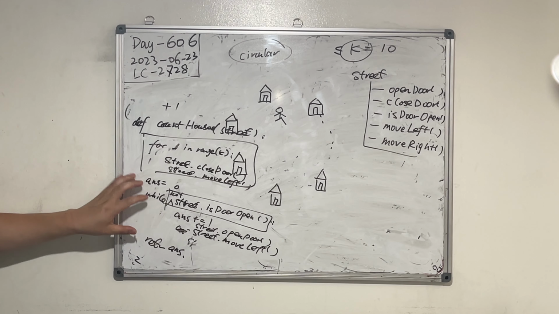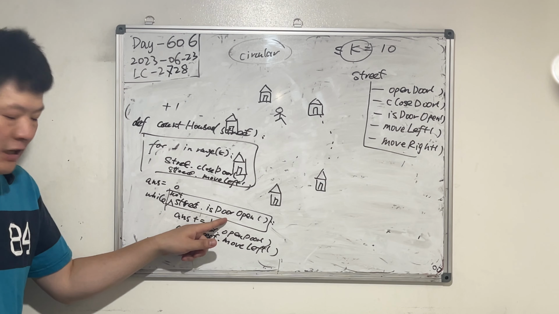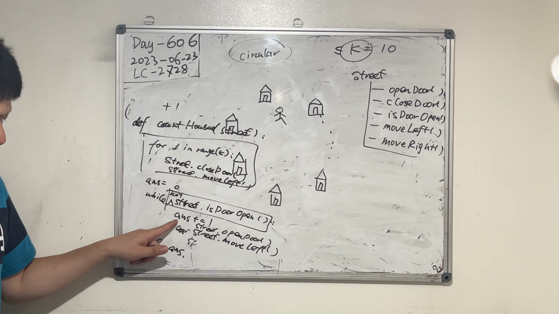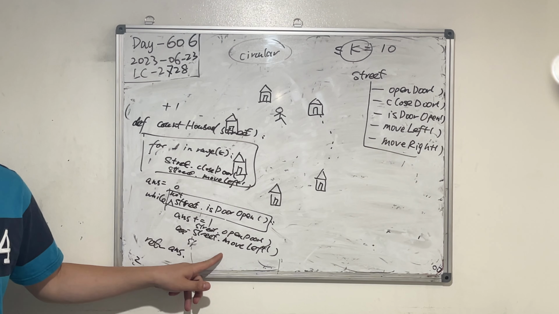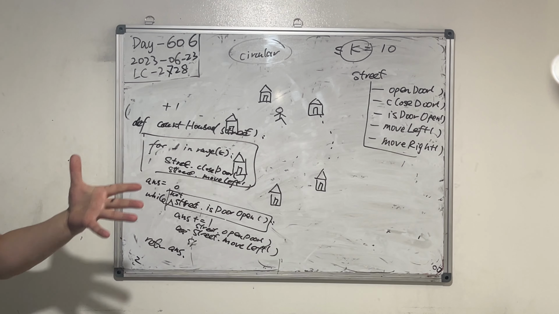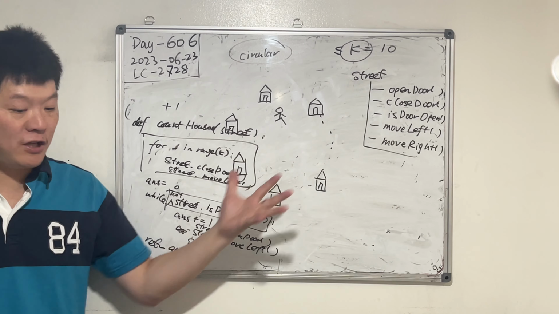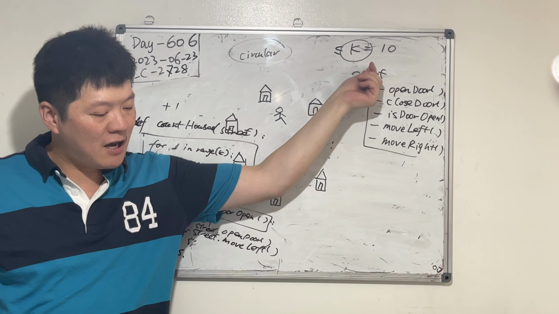The second loop, the counter answer. If the door is closed, then we open it. We increment the counter. We move left or right. So basically, we're using the status of the door as a marker. At the beginning, we close all the doors. How do we do that? Because there are no more than k houses on the street.